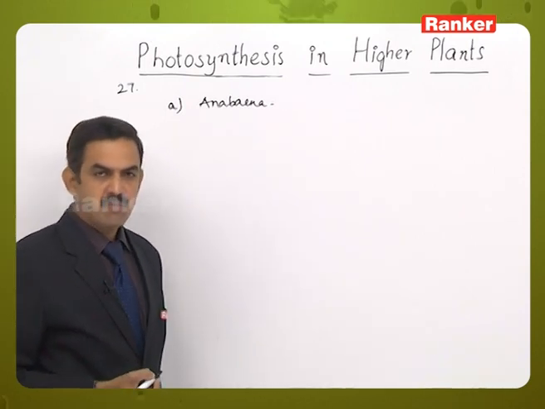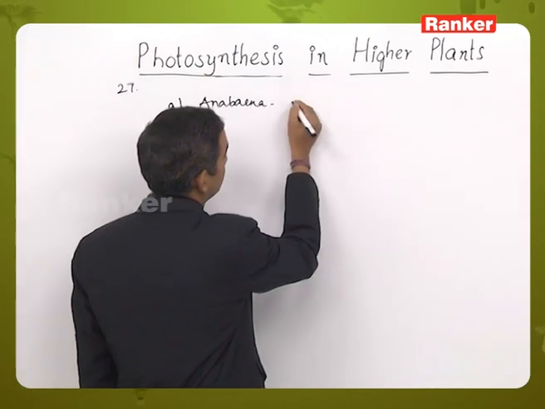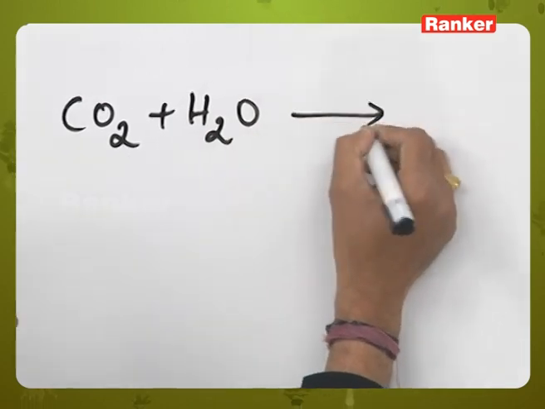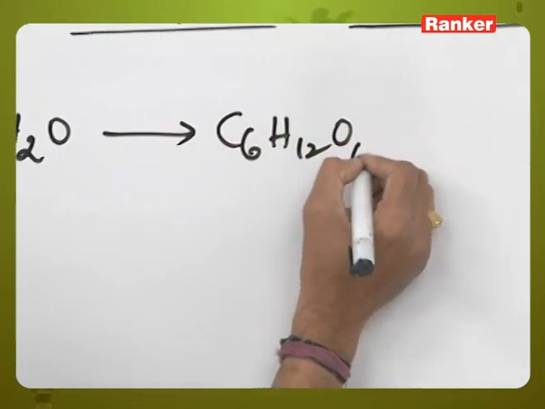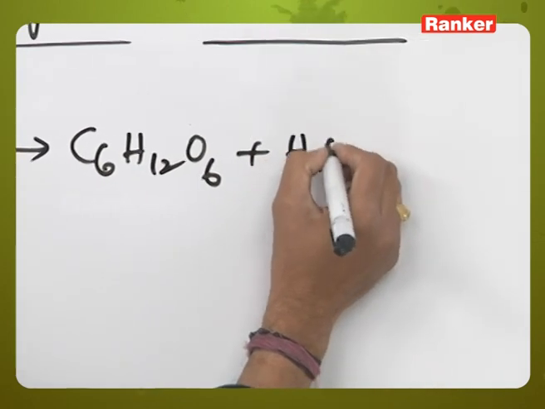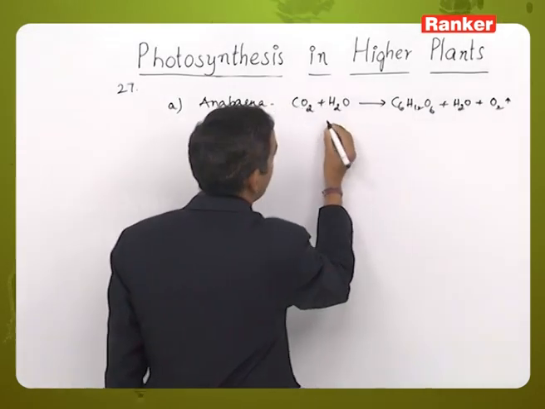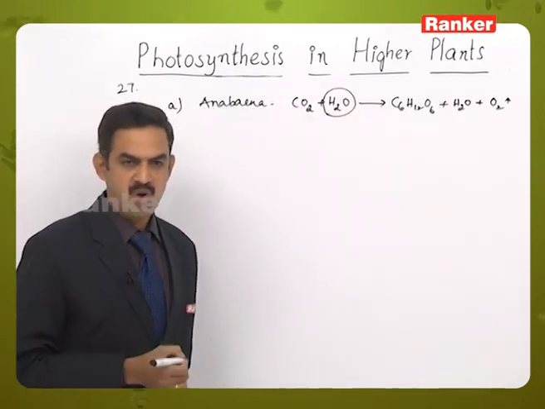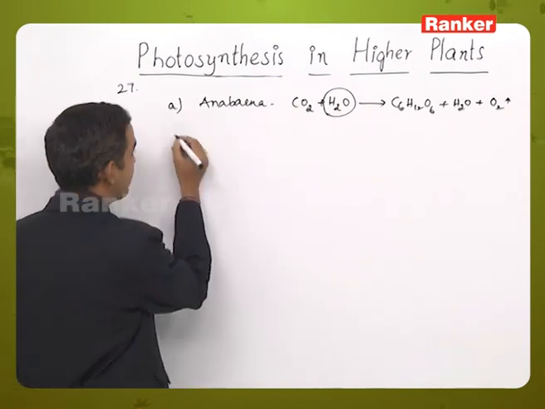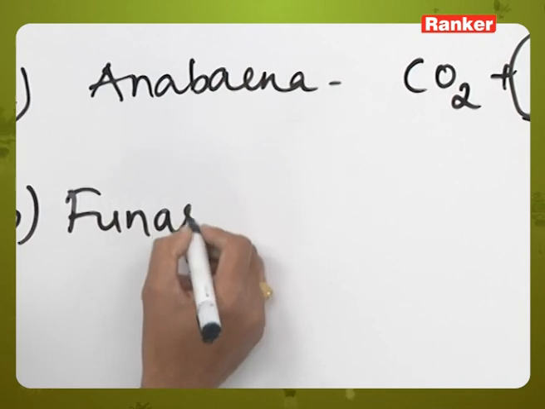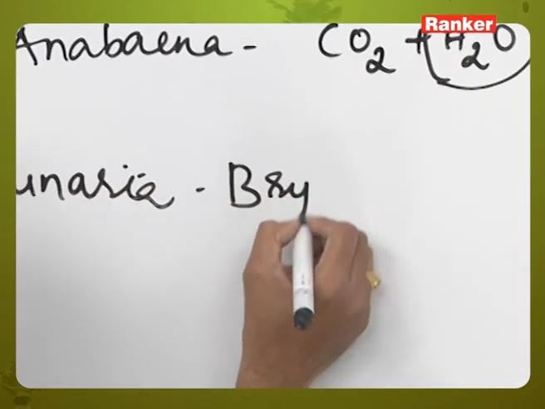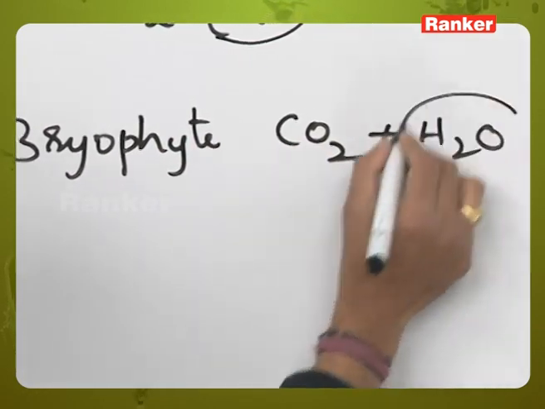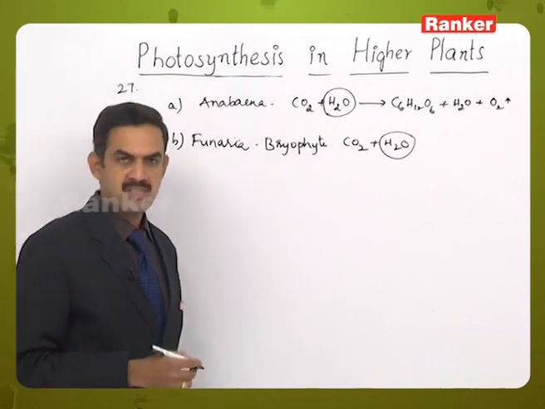algal member which will utilize carbon dioxide and water so that they will produce glucose plus water, and oxygen will be evolved because oxygen is evolved from water molecule. So they utilize one of the substrates as water, that's the reason why they will release oxygen. Whereas the second one, Funaria. Funaria is a bryophyte. So this also utilizes carbon dioxide and water. As it is utilizing the water, it will release oxygen.